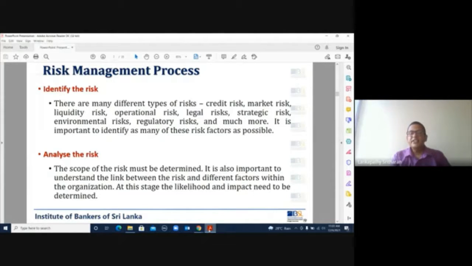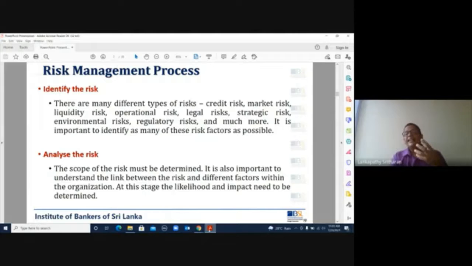When an investor is investing in the stock market, he has to check what type of credit risk may be involved. For example, if he invests 100 million into a particular company's shares and the company goes bankrupt, then he could not get back that 100 million. That involves credit risk, the sort of default.